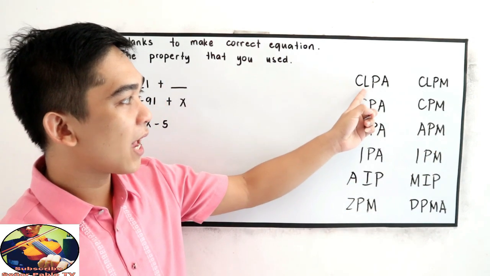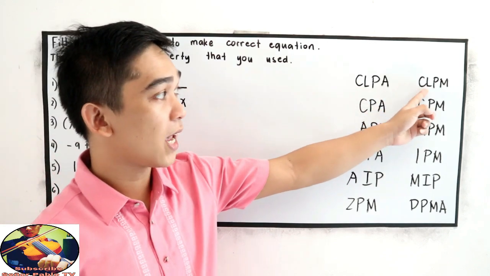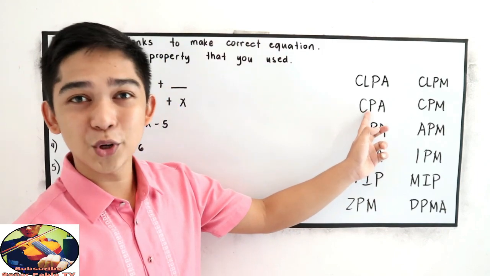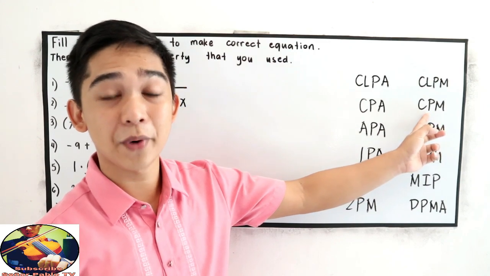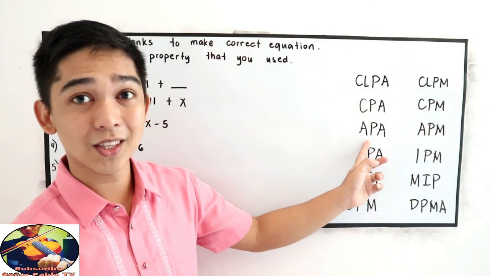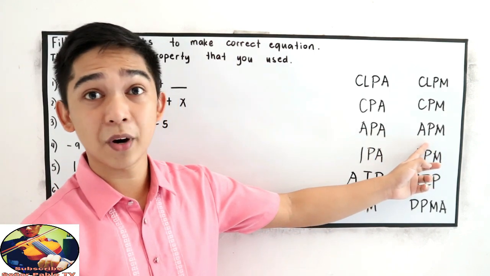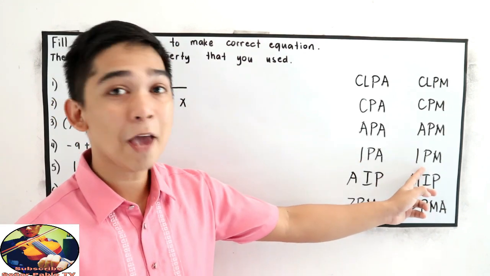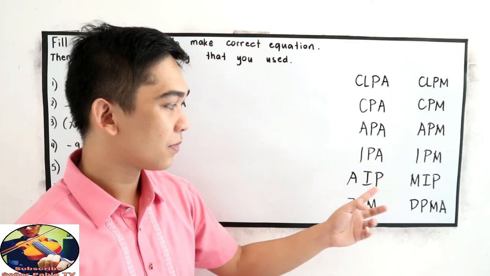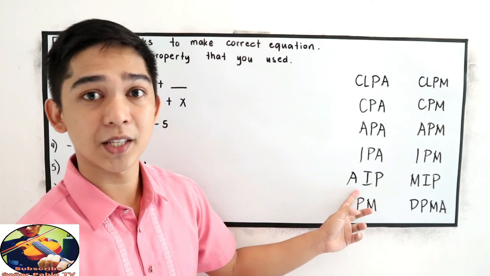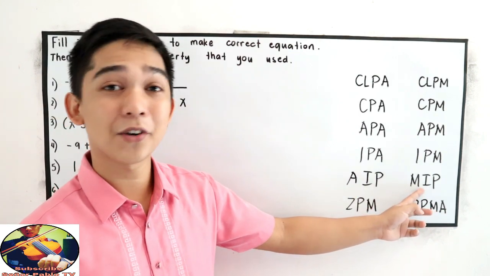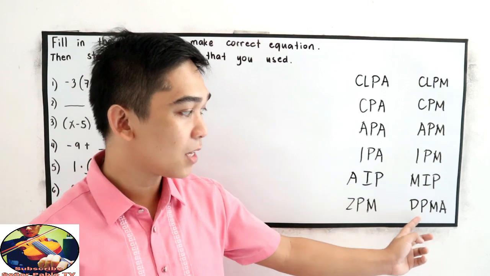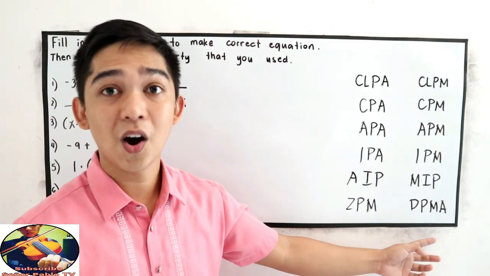We will use CLPA for closure property of addition, CLPM for closure property of multiplication, CPA for commutative property of addition, CPM for commutative property of multiplication, APA for associative property of addition, APM for associative property of multiplication, IPA for identity property of addition, and IPM for identity property of multiplication, AIP for addition inverse property, MIP for multiplication inverse property, ZPM for zero property of multiplication, and DPMA for distributive property of multiplication over addition.